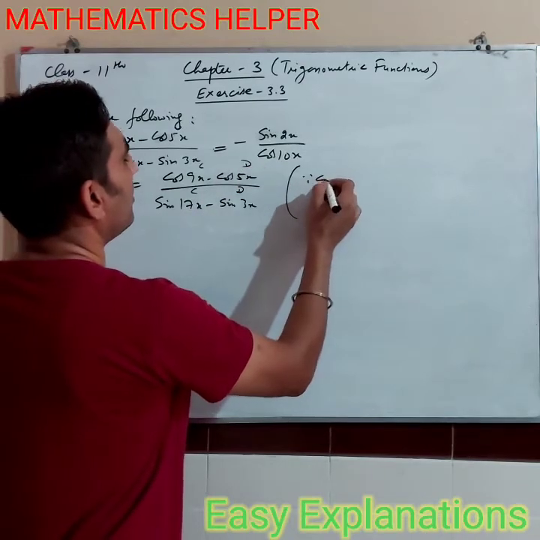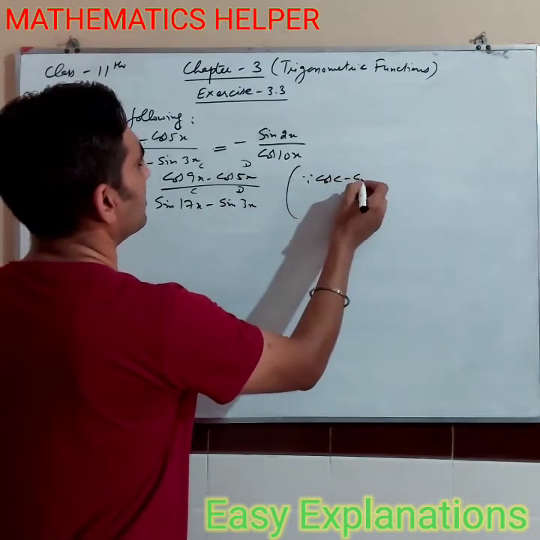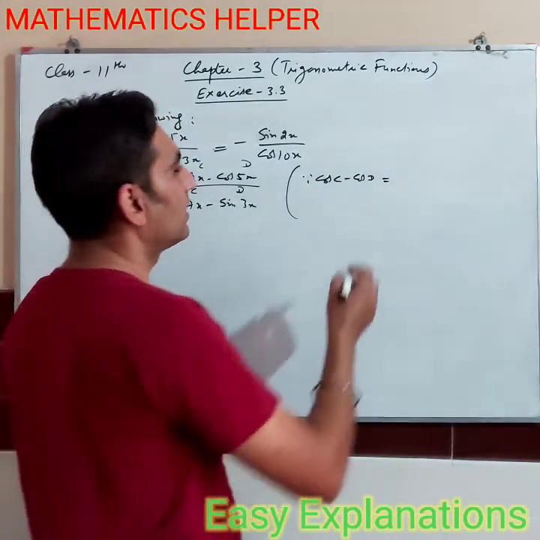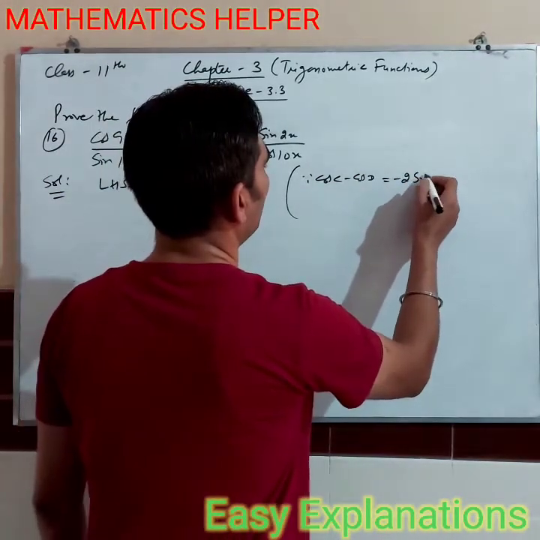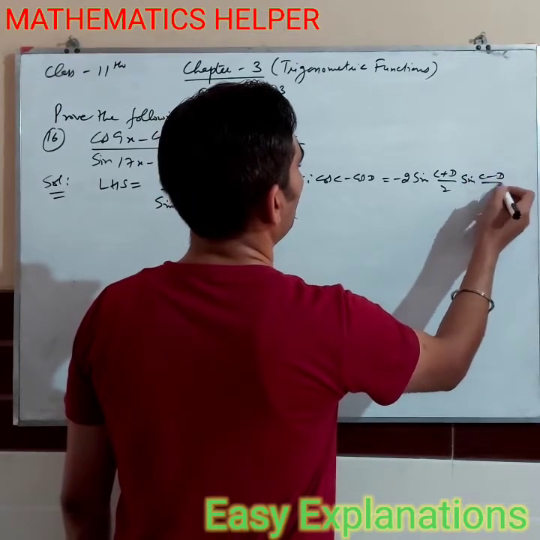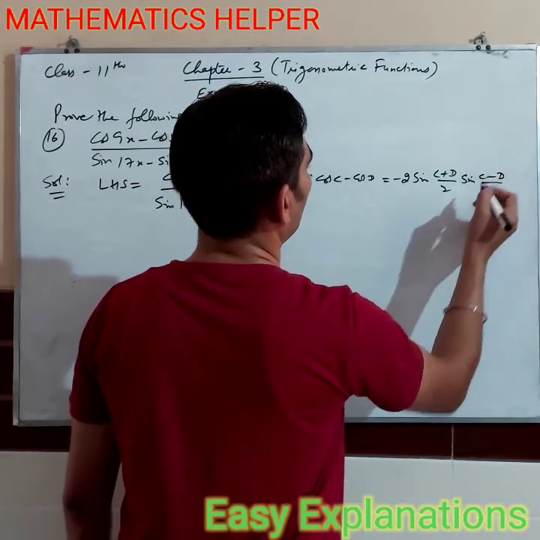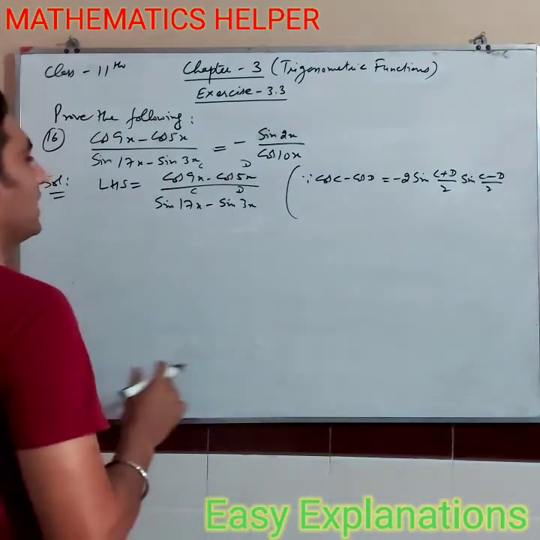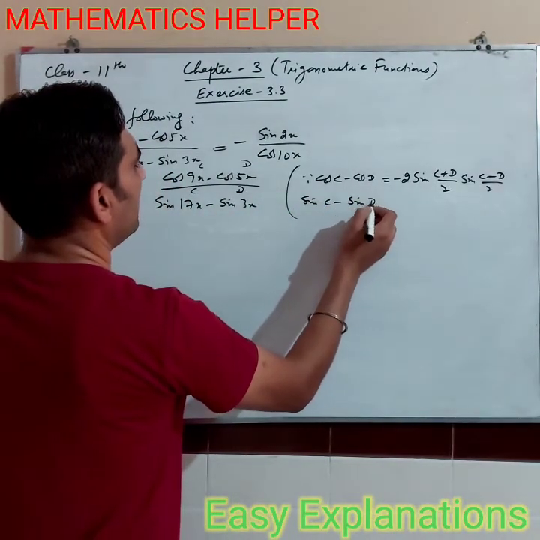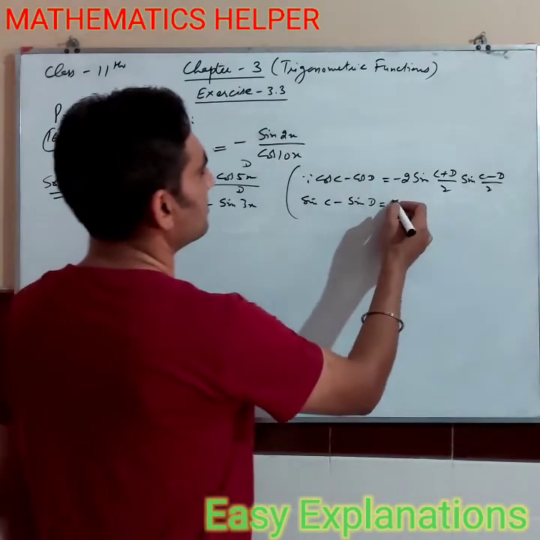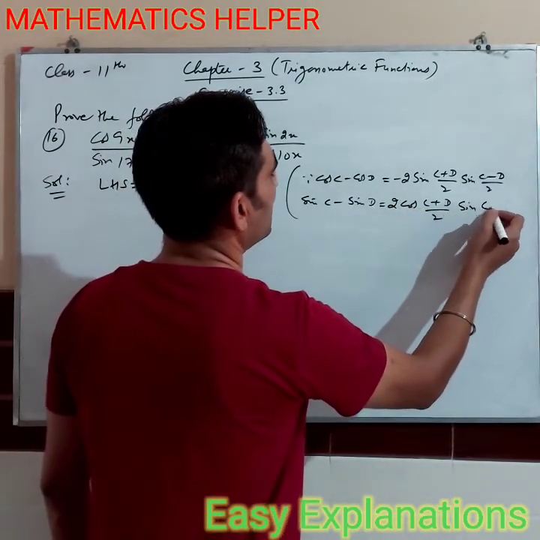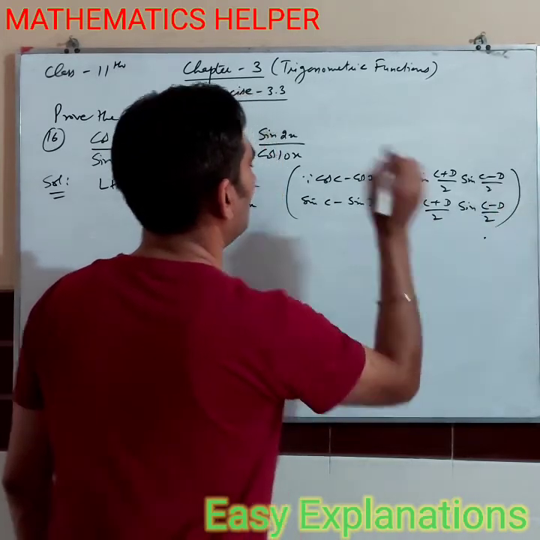You know, cos C minus cos D. What is that formula? Cos C minus cos D is minus 2 sine (C plus D) over 2 sine (C minus D) over 2. So you have to remember formulas. Without these, you can't do anything. Here it is sine C minus sine D. What is that formula? That is 2 cos (C plus D) over 2, and lastly sine (C minus D) over 2.